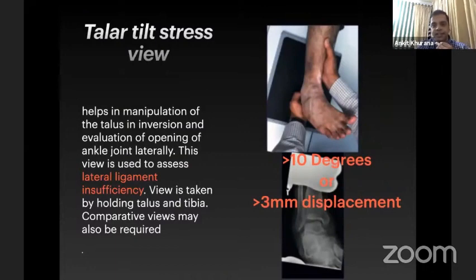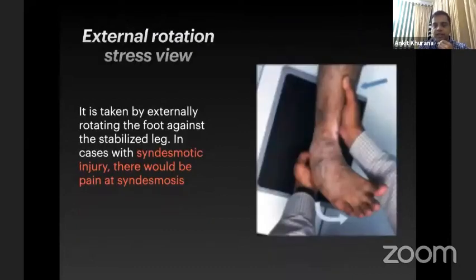A talar tilt X-ray is done by holding the heel and stabilizing the tibia and giving a varus stress. And this helps in assessing the lateral ligament integrity, particularly the calcaneofibular ligament, and a displacement of over 10 degrees indicates an instability of the calcaneofibular ligament. Similarly, internal and external stress rotations can be given.